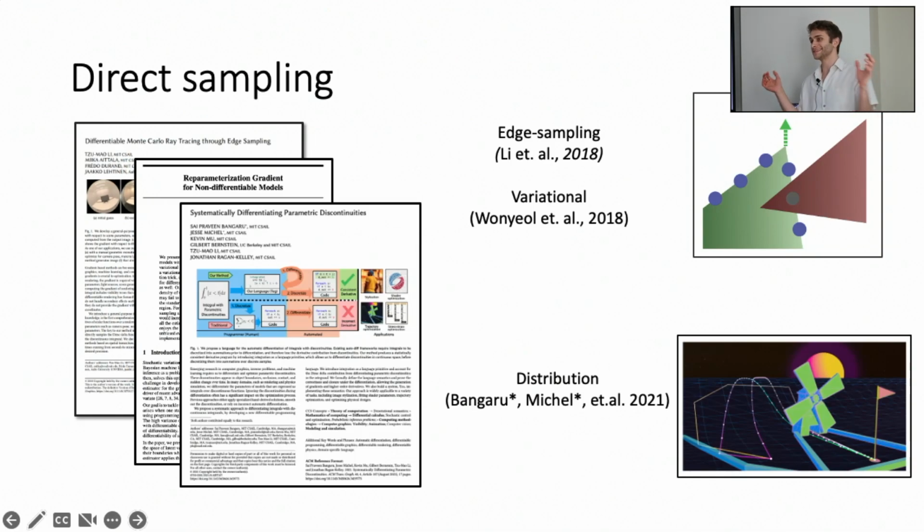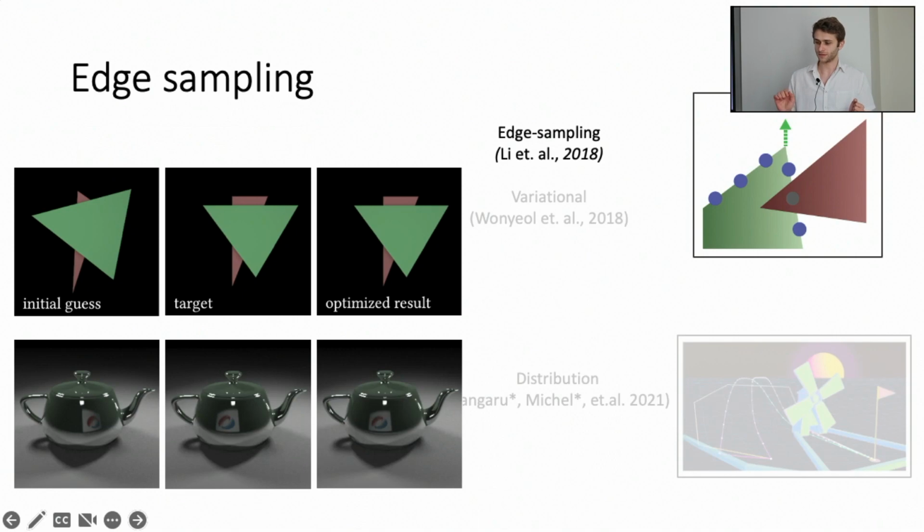OK, so zooming in a little bit more to direct sampling, we can look at this approach called the edge sampling method. This is one of the first papers in this area. And the idea is to do triangle mesh rendering by directly sampling these triangle boundaries.